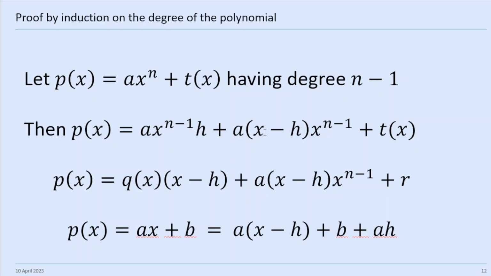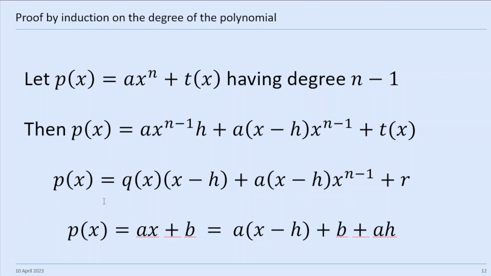This is just x minus h times a polynomial, and this is t of x. So what we've got here is we know that t of x plus ax to the n minus 1 h can be written in the form q of x times x minus h plus the remainder, and then we know the middle bit is just x minus h times a polynomial. So we've now got p of x into the desired form.